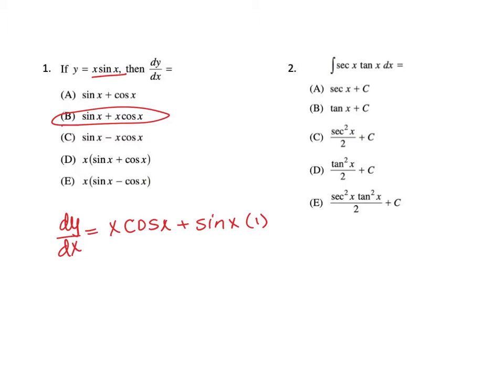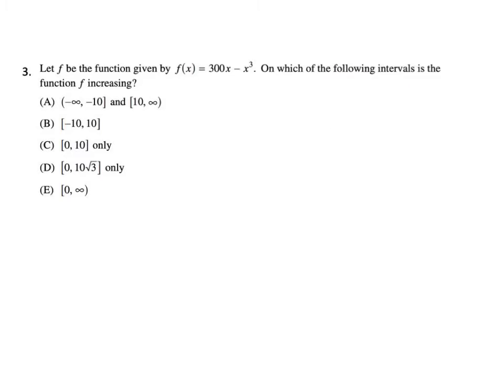Now moving on to number 2, this looks like you might have to do a u substitution, but it's really just a derivative value here. You're asked here, what is that the derivative of? And that is the derivative of secant x. So our answer should be A.